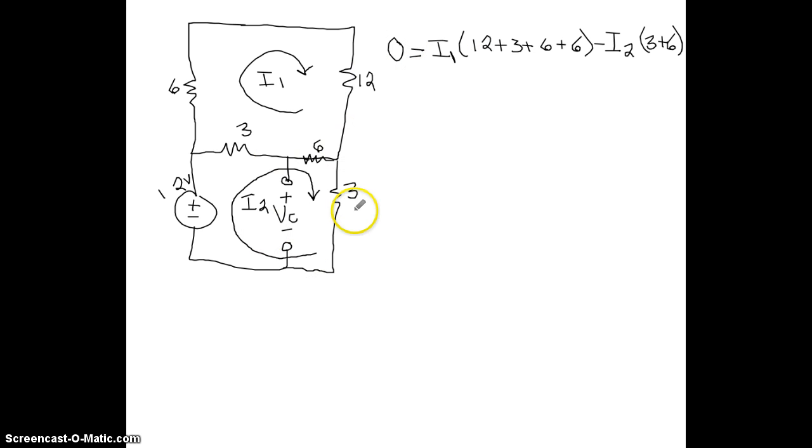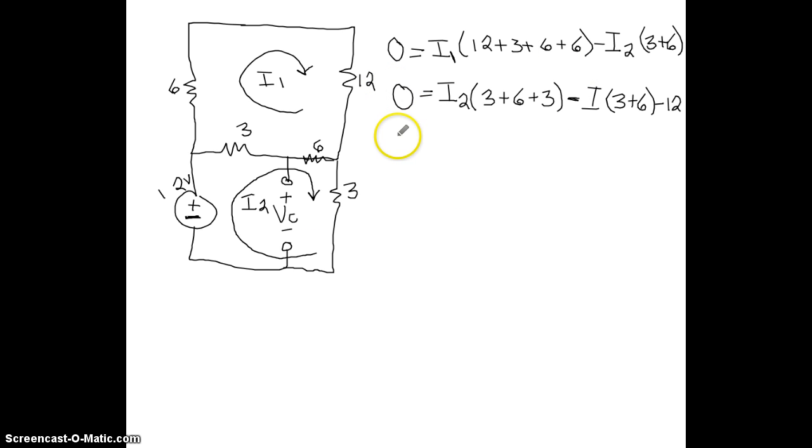Now we're going to go around the other loop. So we have I2, and then all the resistors in I2. So I have a 3, a 6, and a 3. And then we subtract away everything that's touching the other loop, so minus I1 times the 3 plus the 6. And then we'll go around this loop here. We hit the negative sign on this voltage source, so we have minus 12, and this is also equal to 0.